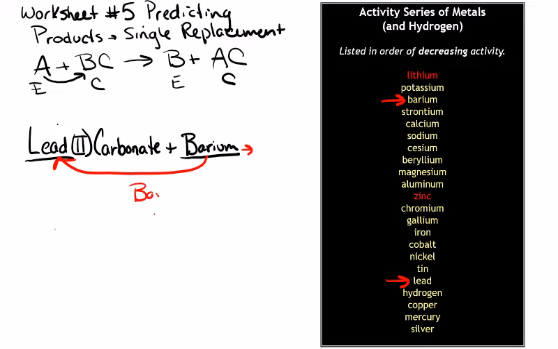So then we would write barium, which does not need a Roman numeral because it's under a known charge column. We would write barium carbonate, and we would write lead now by itself. You do not need to include the Roman numeral with lead when it is by itself, only when it's in a compound.